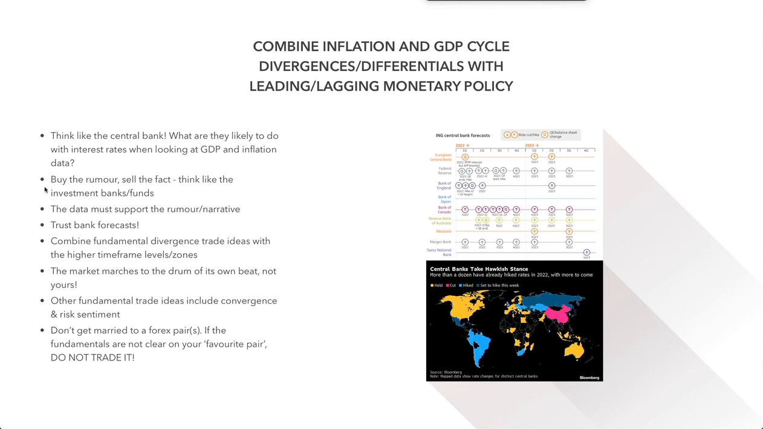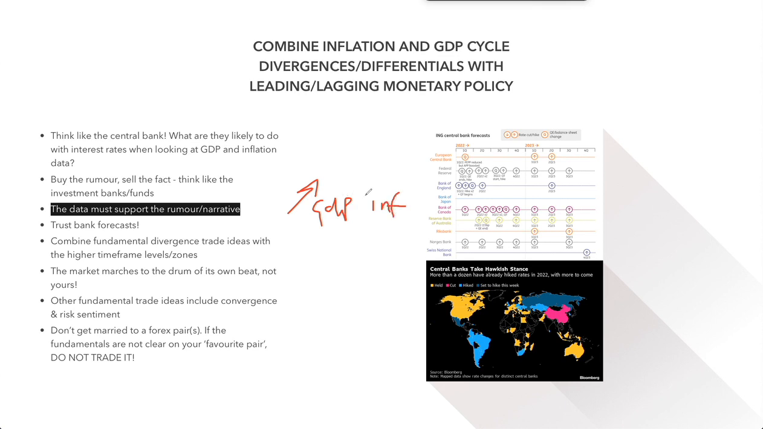So in order for you to want to buy or sell the currency, and buy the rumor, I guess, is what I meant to say, the data must support the rumor or the narrative. It's really important that you understand this, because let's say, for example, GDP is on the rise. Oh, brilliant, GDP is on the rise. Excellent, I want to be buying. First of all, you really want GDP and inflation to be on the rise.